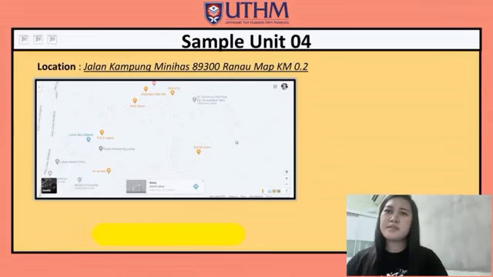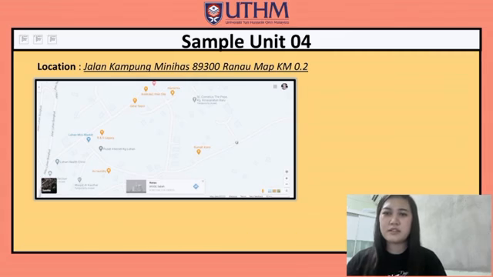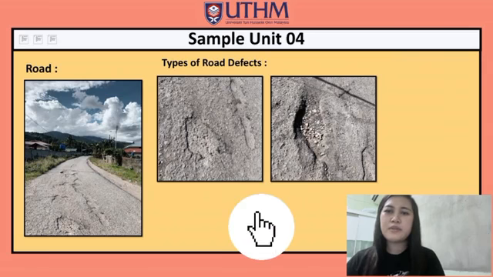Hello, my name is Melvina Camila and my matrix number is CF190030. As my part, I was assigned to determine the distress density and deduct value for sample unit 4.